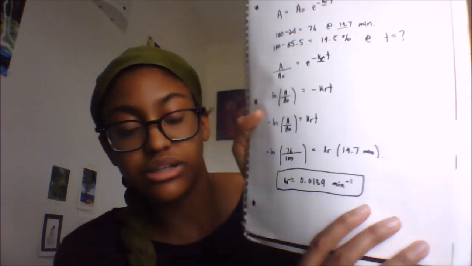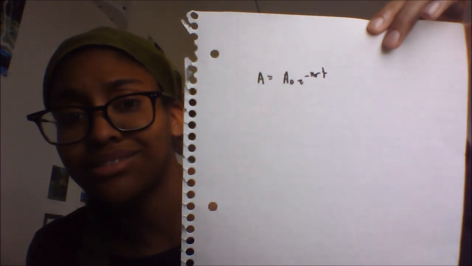So we have the kR. It's 0.0139, 1 over minutes. And we're trying to find how long it'll take for the reaction to be 85.5% complete. Alright, so we're going to use the same formula, which is A equals A0 e to the negative kRt. Our first equation.